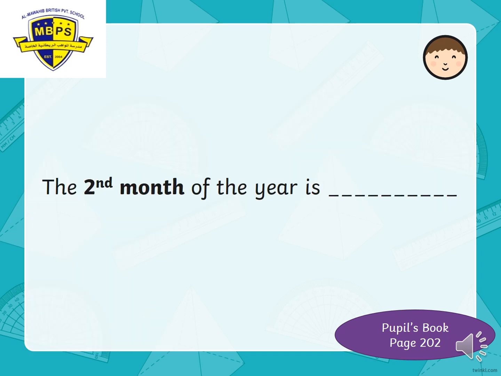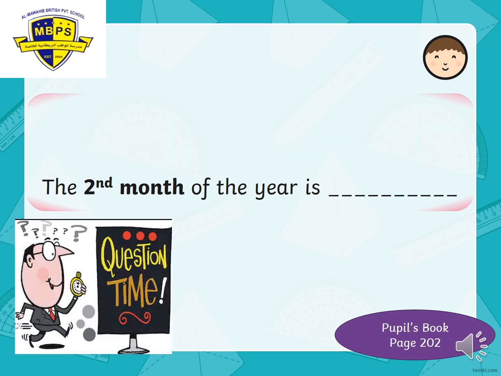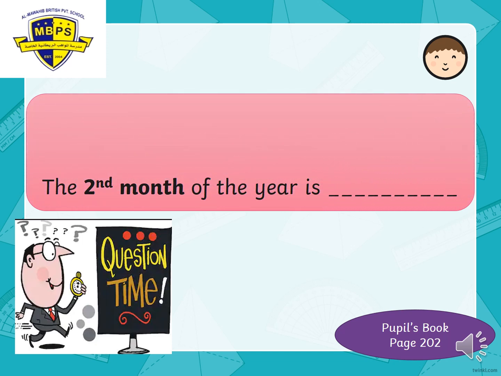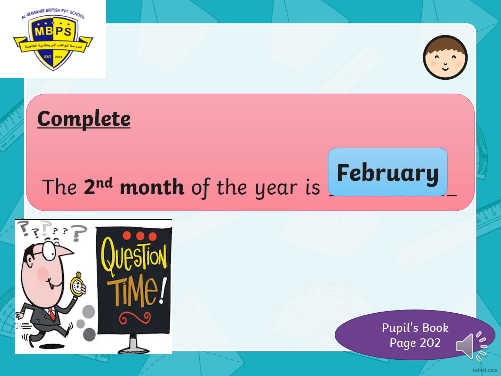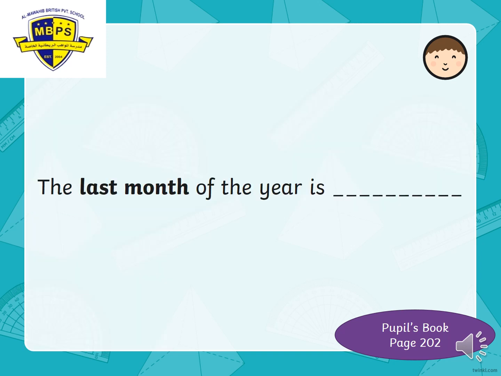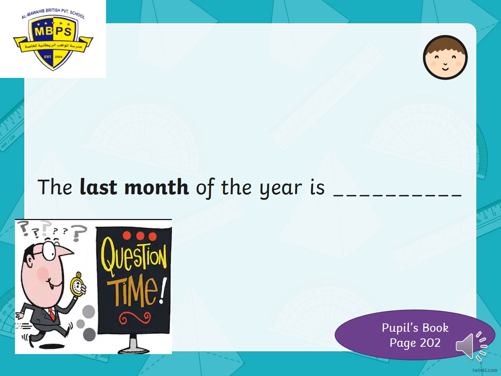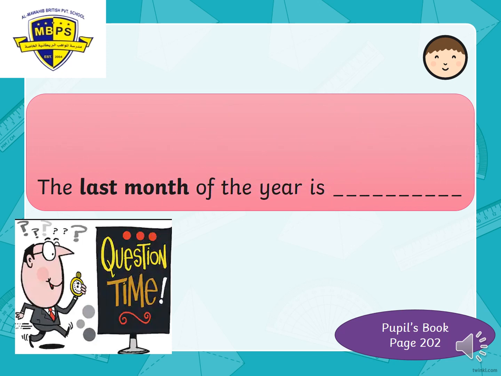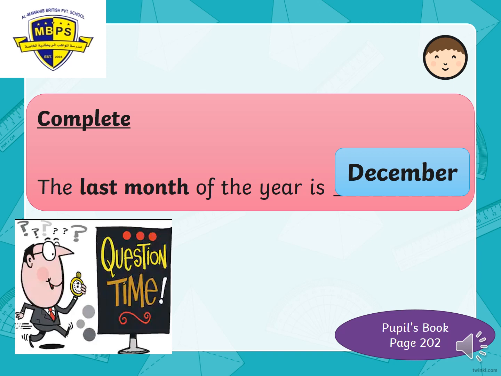What about the second month of the year? Complete. I can hear you. Excellent. February. February is the second month of the year. Complete. The last month of the year is? What is the last month of the year? Who can complete? Well done. December.